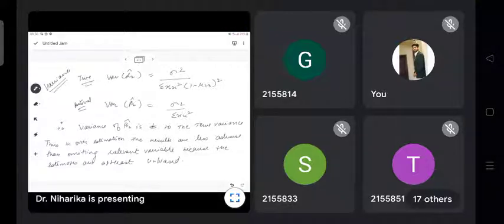Is this clear? Any doubt in this? If you want to revise, I'll stop here. Revise the derivation, today's lecture. If you have any doubt, ask. We still have 10 minutes.